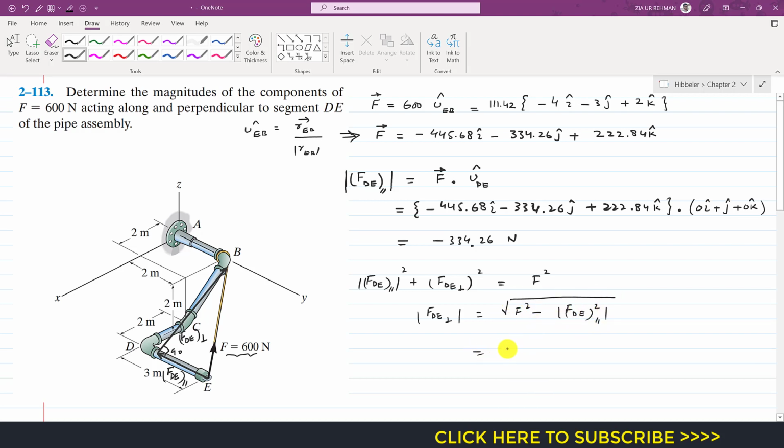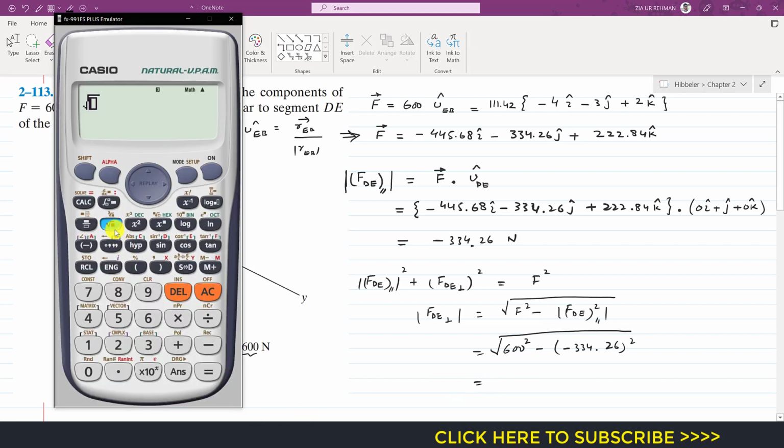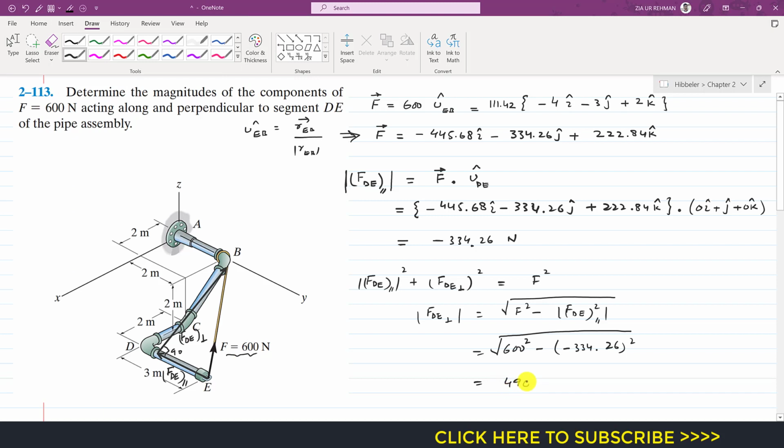So F is 600 square minus 334.26 square, and then we take the square root. This will give us 498.27. So we can approximately say that it is 498 Newton. So the perpendicular component of that force F, perpendicular to DE, has a magnitude of 498 Newtons.